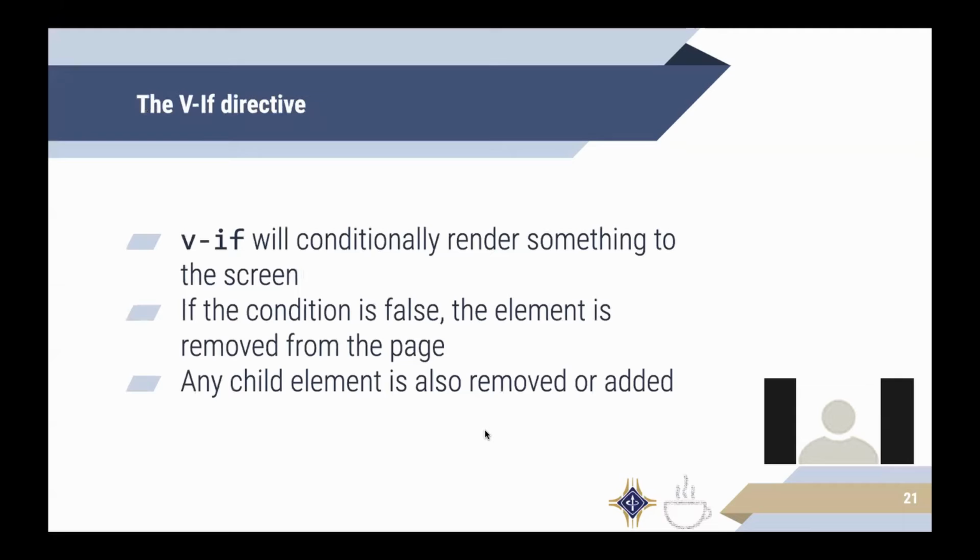And next is v-if. So v-if will conditionally render stuff based on the value that you have attached to it. If the condition is true, it will render it, or it will add it to the page if the DOM has already been rendered and it just now updated to true, or same thing for false. If at runtime it was true to begin with and then now it's false, then it will be taken out of the DOM. And any child element, so any element nested within the element where the v-if is on, will be removed or added based on if it's true or false.